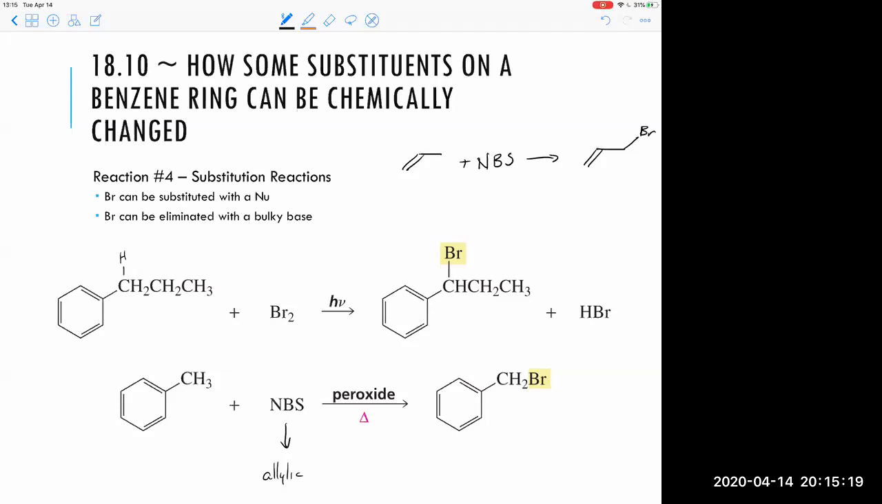At some point we're going to have this final exam, so keep these things in mind. NBS was sort of special in that it allowed you to put a bromine one removed from a double bond. And similarly, when we have a benzylic hydrogen, such as the case here, we don't really consider that to be allylic, but it has the same effect. So it doesn't actually brominate the ring itself. It brominates one of the hydrogens on the carbon outside the ring.